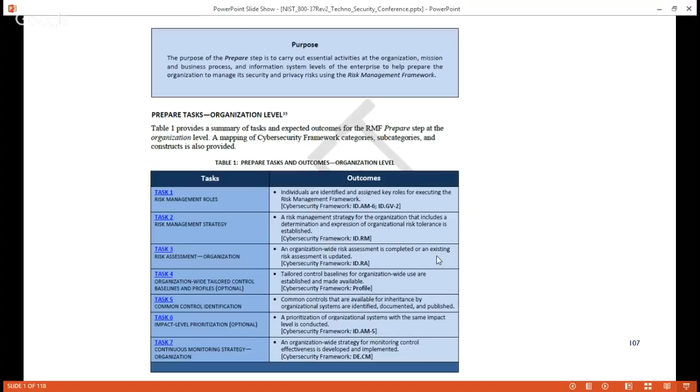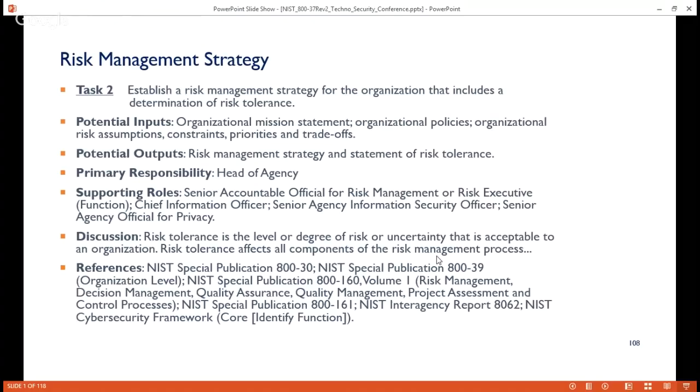So here is the prepare task at the organizational level. At the top in the blue box, it tells you the purpose of the prepare step, that is to carry out activities at the organization, mission, business process level to help prepare the organization to manage its security and privacy risk using the risk management framework. And then it talks about the prepare task, and it's going to be at the organizational level. This is what happens if you're preparing at the top level. You have 7 tasks. And so you have the task definition in the blue column, and then the outcomes that you expect from each task. So that's what it looks like. And that's going to be in the appendix of 837.